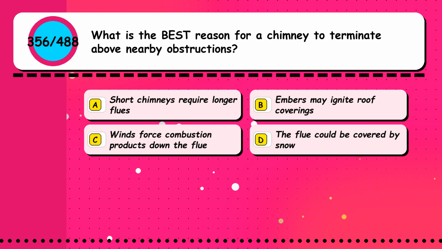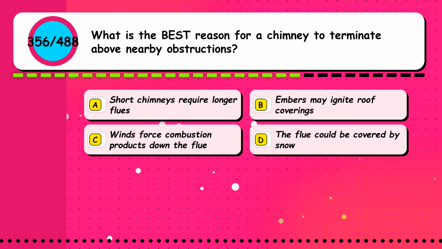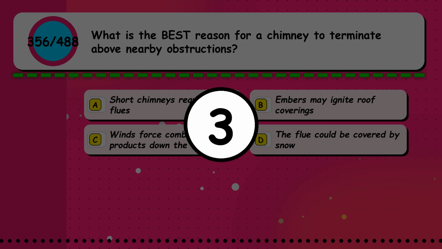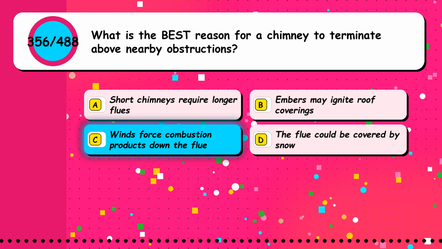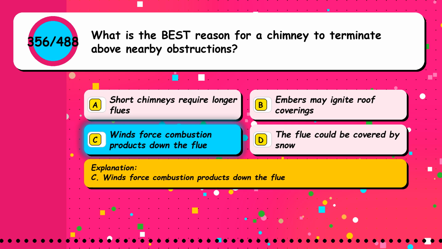Question 356. What is the best reason for a chimney to terminate above nearby obstructions? Option A. Short chimneys require longer flues. Option B. Embers may ignite roof coverings. Option C. Winds force combustion products down the flue. Option D. The flue could be covered by snow. The correct answer is option C. Winds force combustion products down the flue.